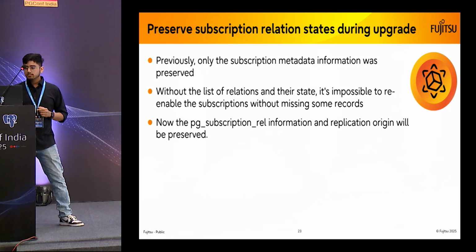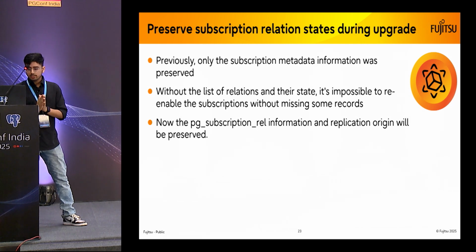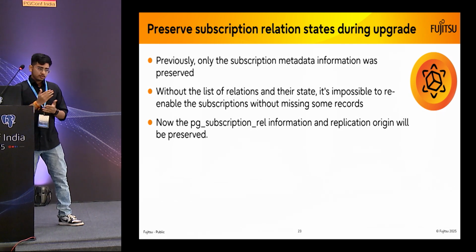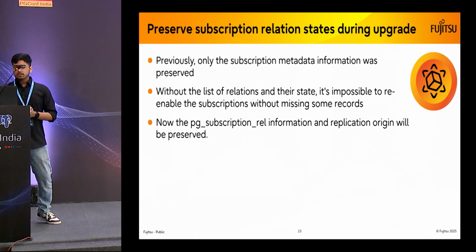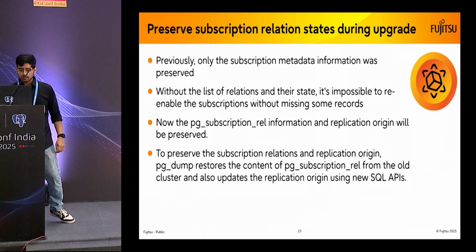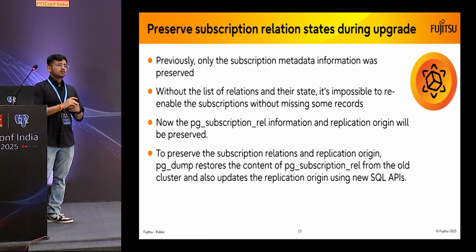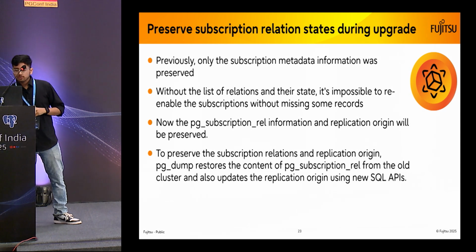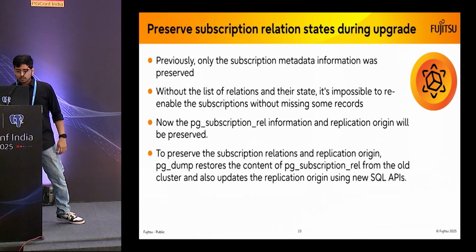With the introduction of this feature, the states of tables are preserved and replication origin data are also preserved. The states of tables are stored in pg_subscription_rel, so that catalog table data is preserved during the upgrade. This task is done by pg_dump during the execution of the pg_upgrade command. There were some new SQL APIs introduced to achieve this task.